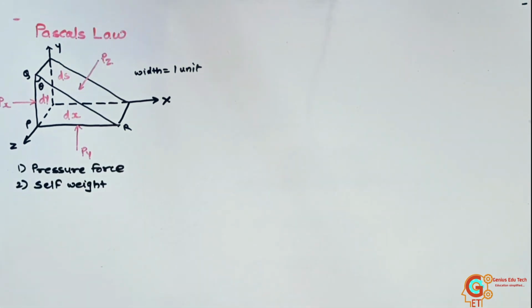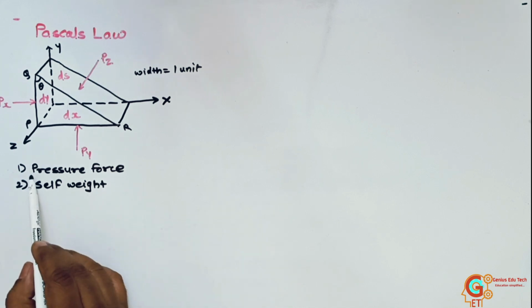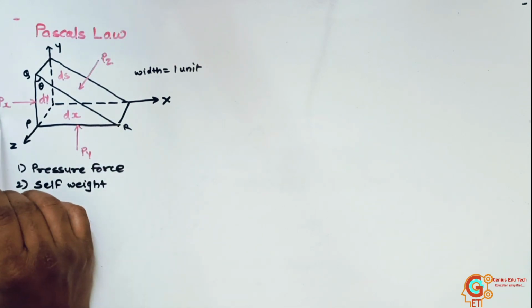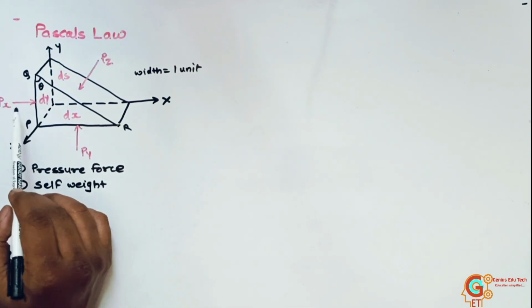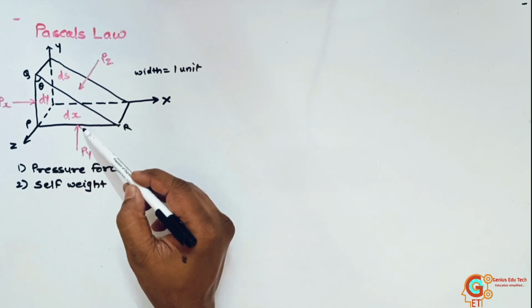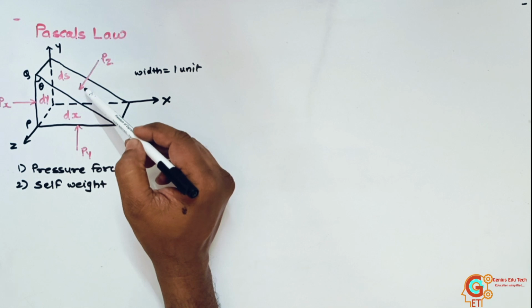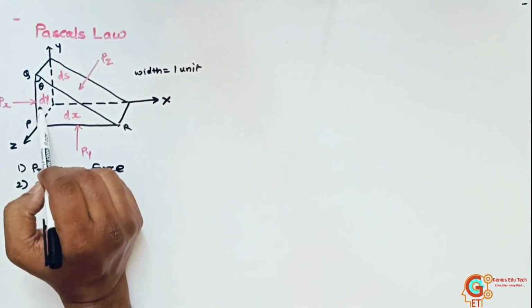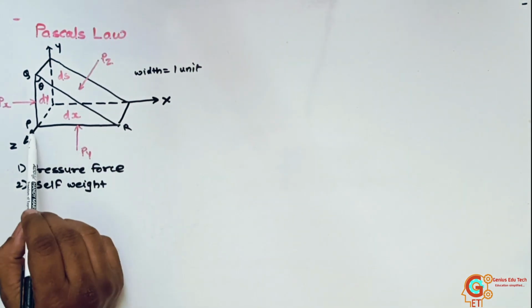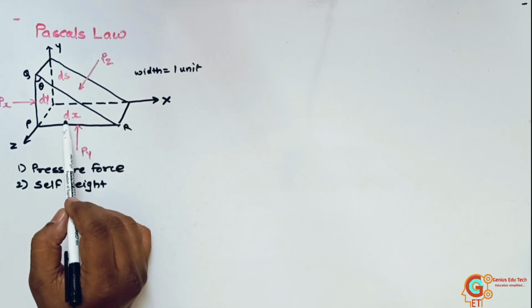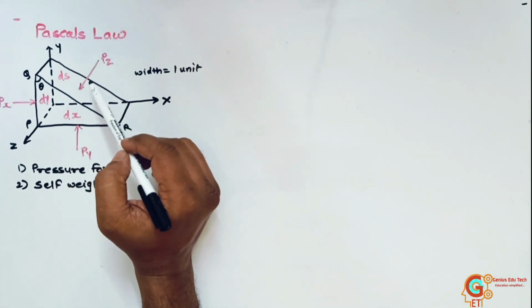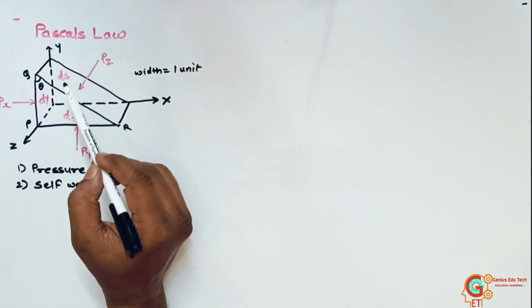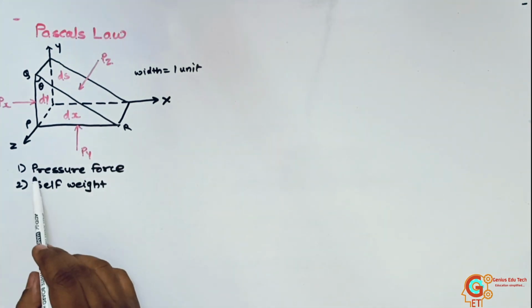Now there are two forces acting on this wedge shaped element. First is pressure force in all the directions, that is x, y and z. You can see the pressure acting in x direction is px, pressure acting in y direction is py, and pressure acting in z direction is pz. Now pressure px is acting on face PQ having area dy, py is acting on face PR having area dx, and pz is acting on QR having area ds.